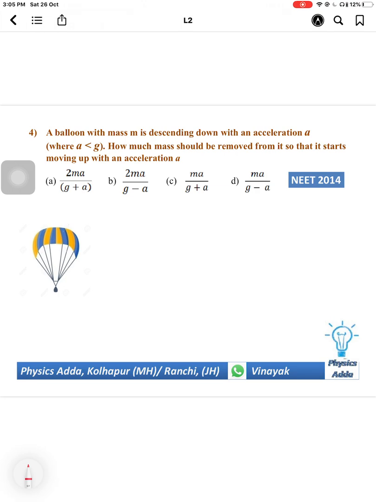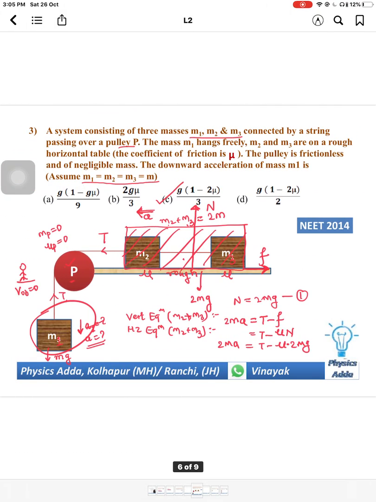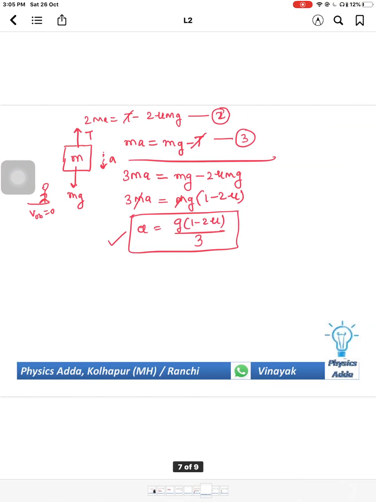Okay, I'll solve it. This question was asked in NEET 2014. The previous question was asked in NEET 2014 as well. That I forgot to mention.